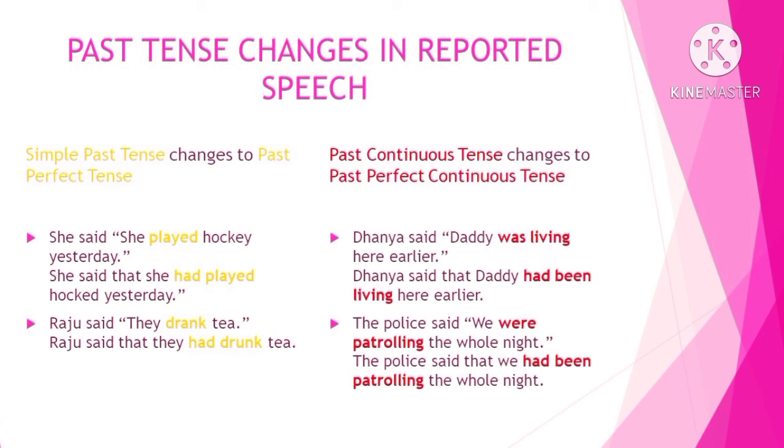So here was and were will change into had been. So that is the basic change that is happening over there. Verb will remain the same. It is in continuous form. So here also it is in the continuous form. So have you got it, children, how to change the tenses in reported speech? Please learn the rules very carefully.